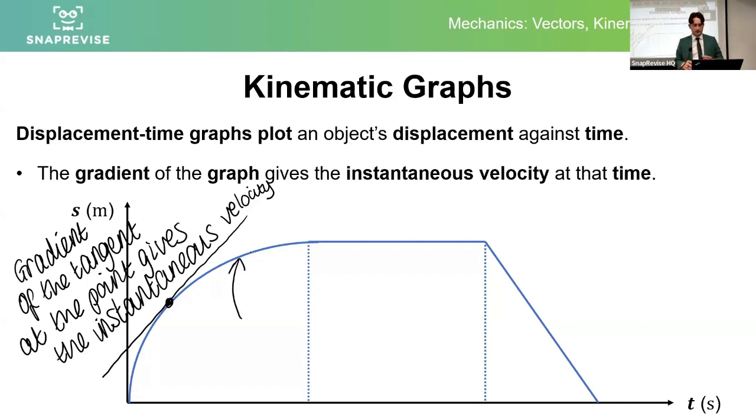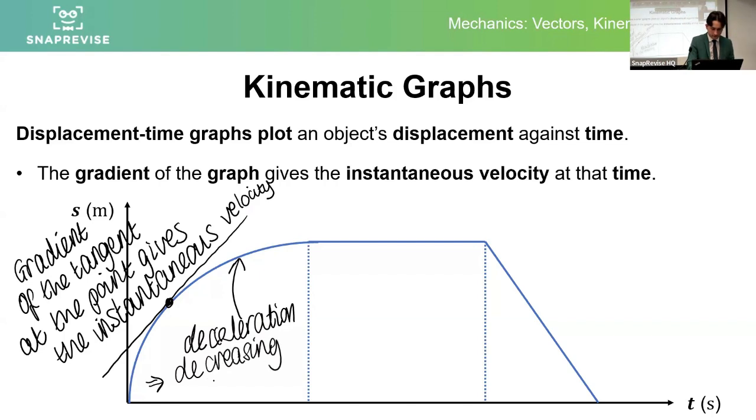Okay, now what I do want to point out is that this part of the graph you would deal with using calculus. This is like the variable acceleration situation. Because the gradient is getting less, this actually represents deceleration because the velocity is decreasing. So deceleration, because of a decreasing gradient, a decreasing velocity.